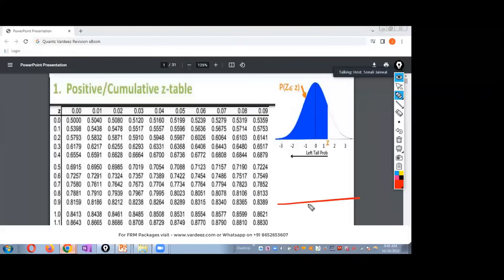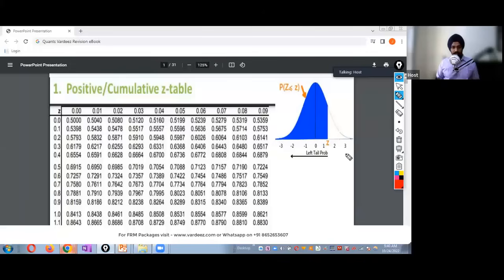Sir, I have one question over here. How are we going to identify whether they are asking for the right or the left side? Like you mentioned, we will subtract from 1 when the value is asked for the right side. So yeah, this is something that you would see on the exam, and it's going to be mentioned as a left tail probability, or Z is less than.